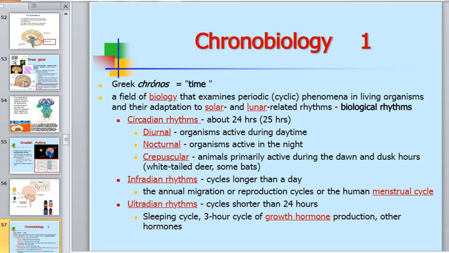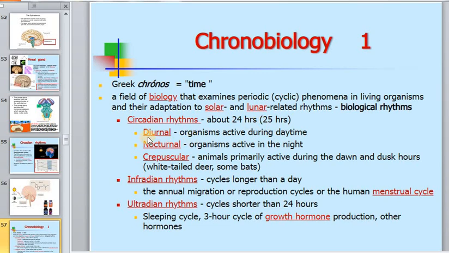Also, there are other, longer rhythms. Here we see chronobiology first, the field of biology that examines periodic cycle phenomena in living organisms and their adaptation to solar and lunar related rhythms, in general biological rhythms. And here we see the circadian rhythm, about 24 hours, so one day.